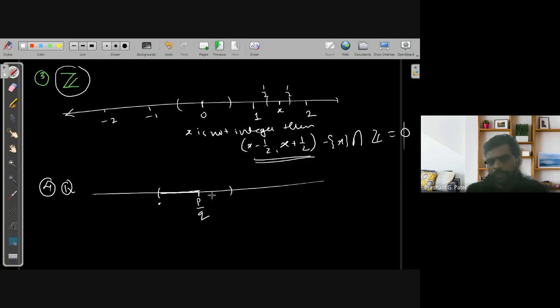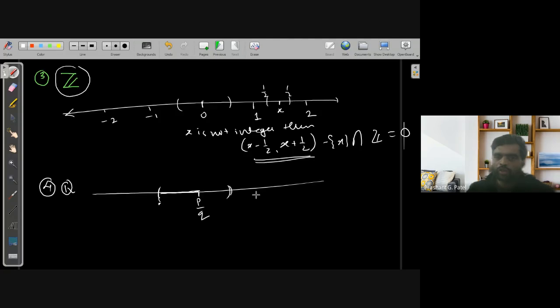Okay. So this interval always contains rational and irrational numbers except this p by q. So that's why all the real numbers are the limit points of this Q.